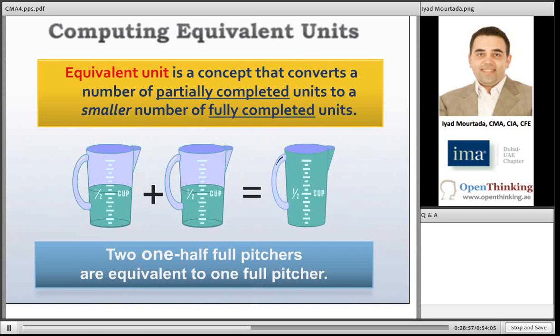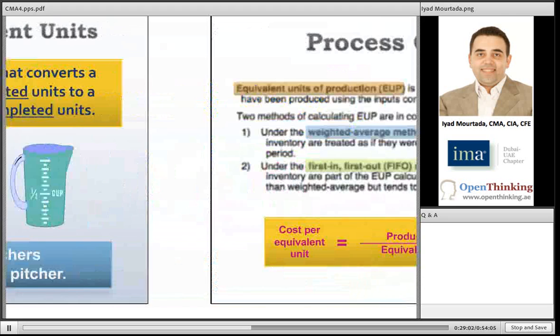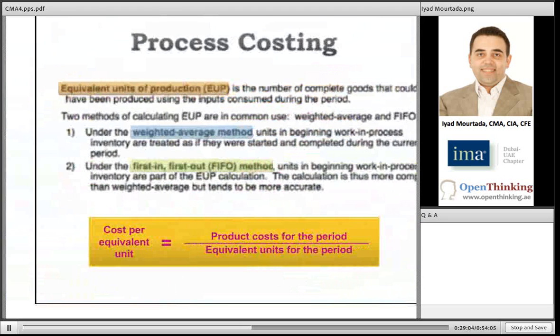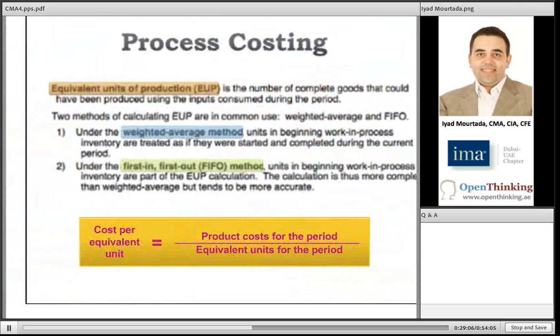So two and a half full cups, maybe we can say, are equivalent to one full cup. So with process costing, we need to use this equivalent way. And we can use the weighted average method, and we can use the first in, first out method. One of these methods, I'm not going to go over the details here. You should understand this, and it's really important to understand this.